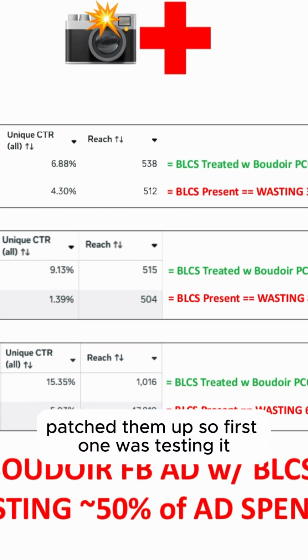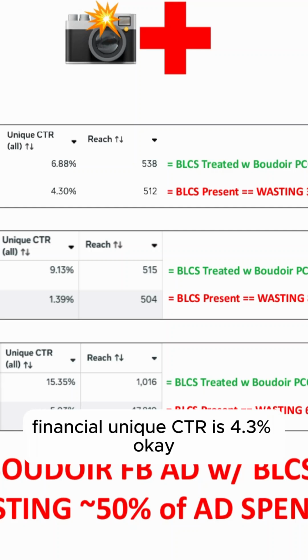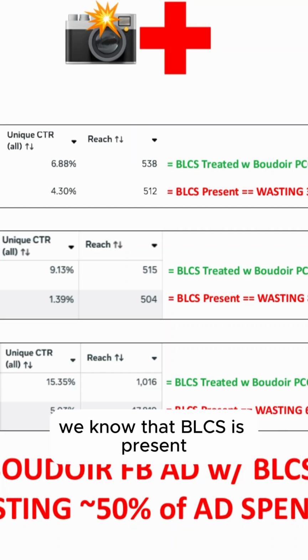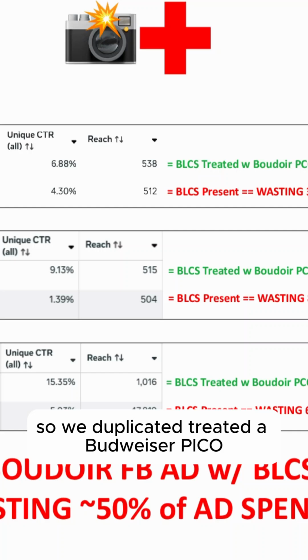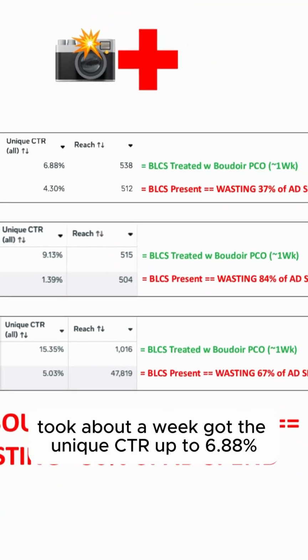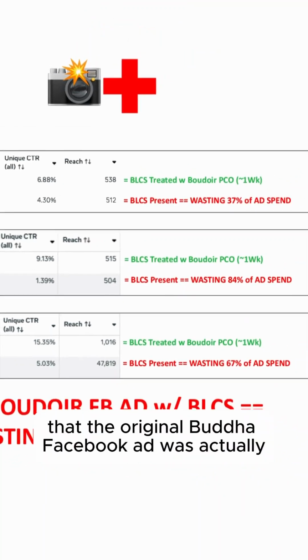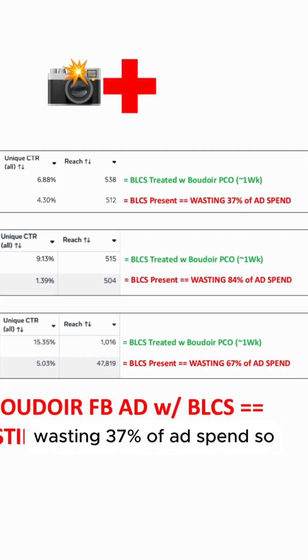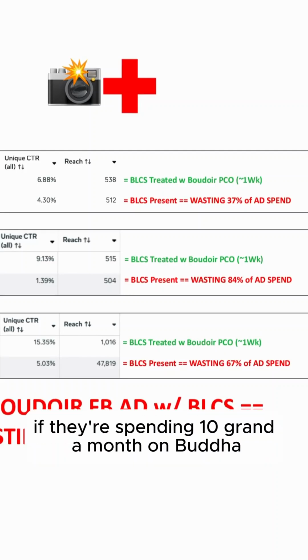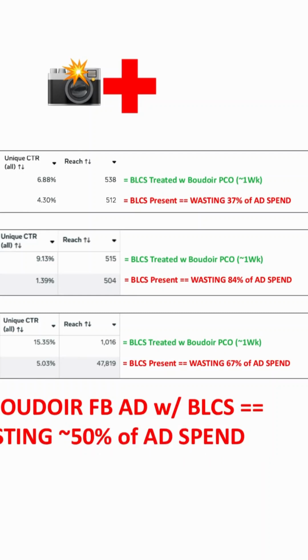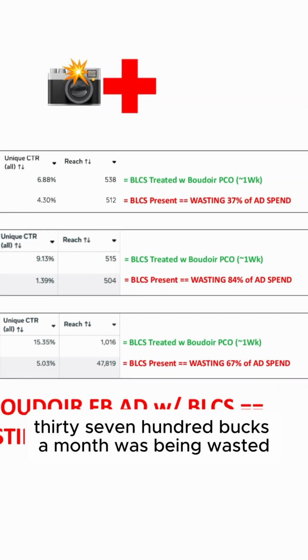The first one we tested, we found unique CTR was 4.3%. When unique CTR is under 6%, we know that BLCS is present. So we duplicated, treated with Boudoir PICO, took about a week, and got the unique CTR up to 6.88%. So we found out that the original Boudoir Facebook ad was actually wasting 37% of ad spend. If they're spending 10 grand a month on Boudoir Facebook ads, 3,700 bucks a month was being wasted.